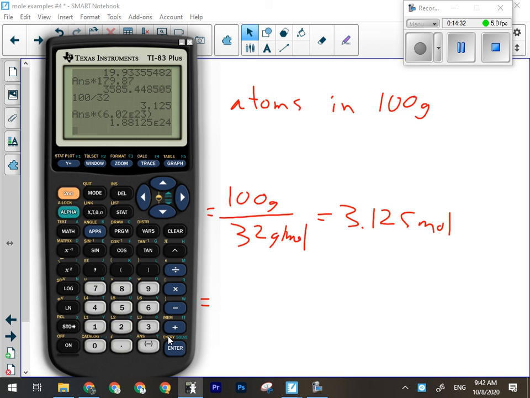But each one of those molecules has how many atoms in it? 2. So you've got to multiply that number by 2. Okay, so it's fine to do it either way. You could have done this originally using 16, and you would have got twice as big a number to start with, and you wouldn't have had to multiply by 2 at the end. Either way will work.